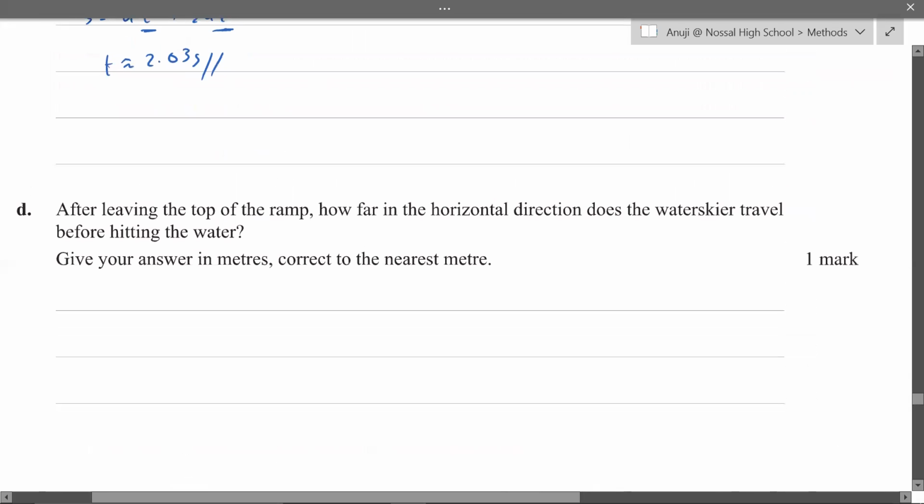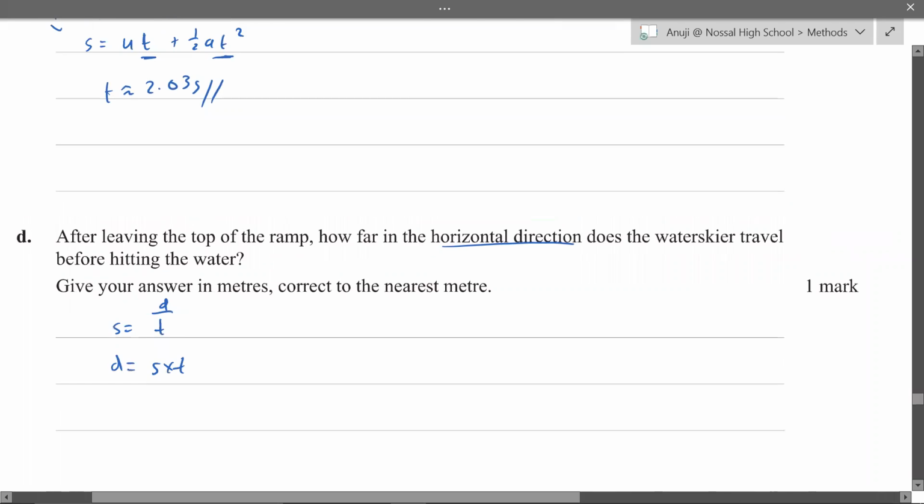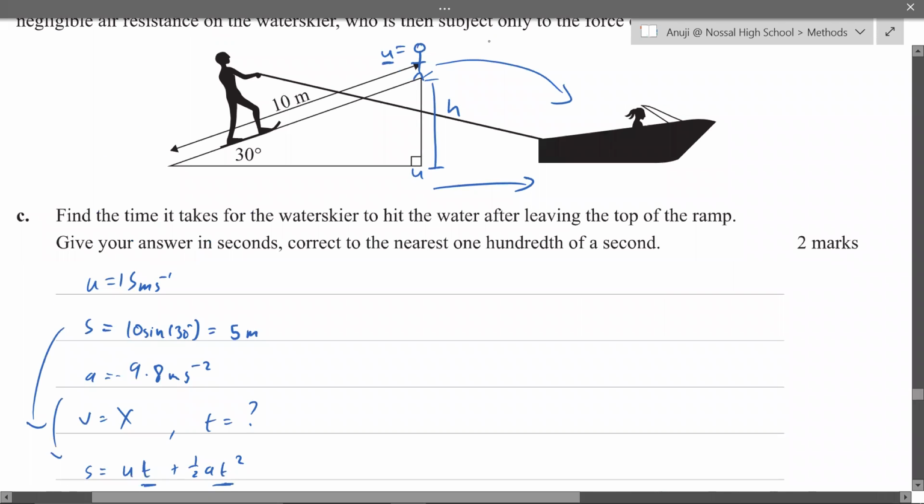And now it's asking about the horizontal direction. Since there's no acceleration, it's just speed equals distance over time. So distance is speed times time, and speed from here, if you go 15 this way, the angle's kept at 30, like the instant he leaves the ramp. So if you do vector resolution, it would just be 15 cos 30.